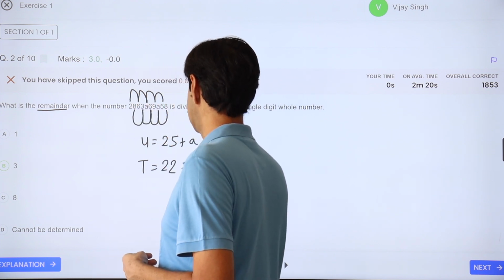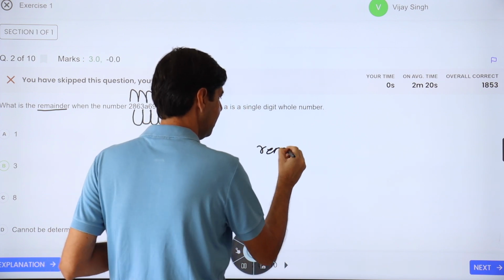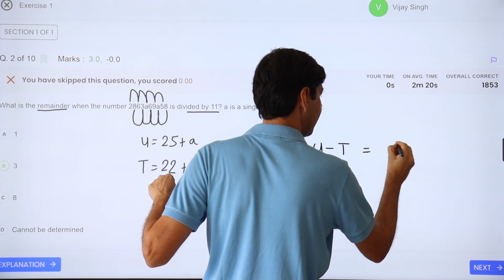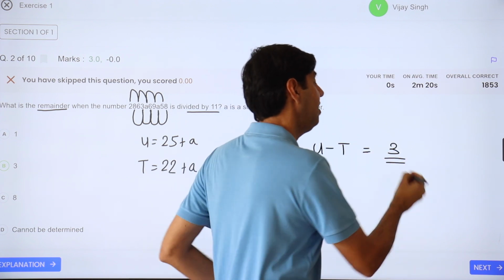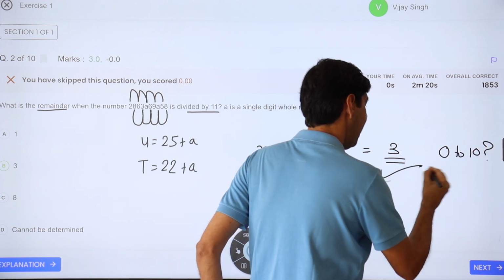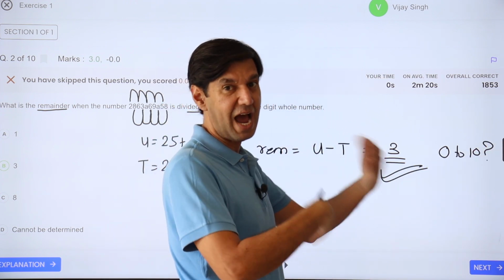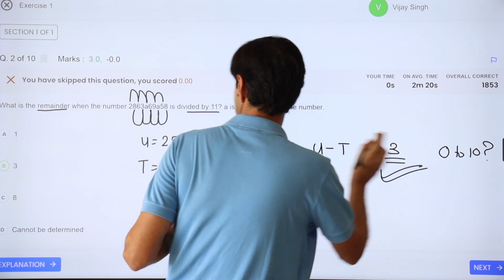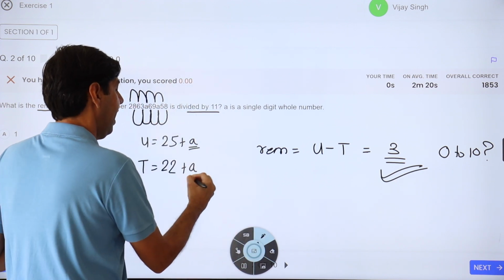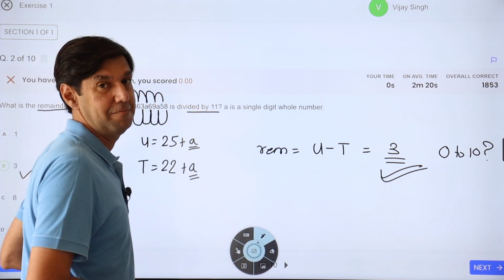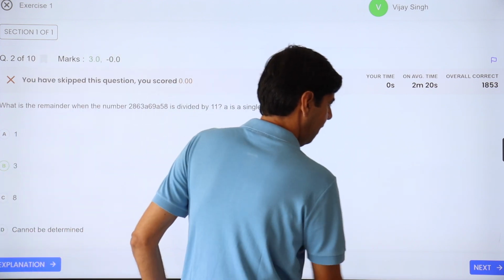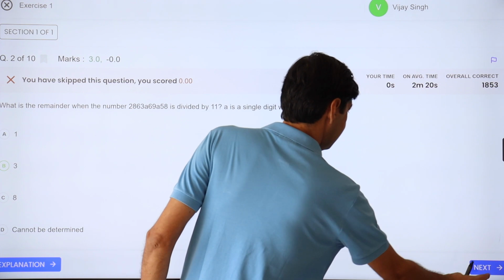So t is 22 plus a. The remainder is u minus t, and if I do u minus t I get a 3. Thankfully this is in the range 0 to 10? Yes. So this is my answer, or else we would need to add 11s or subtract 11s. Here we don't need to do anything. This is my answer. It doesn't depend on a. A could be any digit, it doesn't really depend. So again, not a very difficult one. So third question.